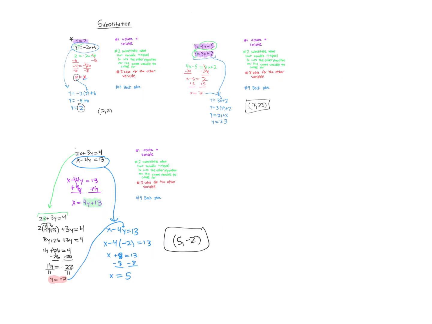So those were 3 examples on how to use substitution. Substitution will work every single time when trying to solve a system of linear equations, and you will always get an ordered pair as your solution in x comma y.